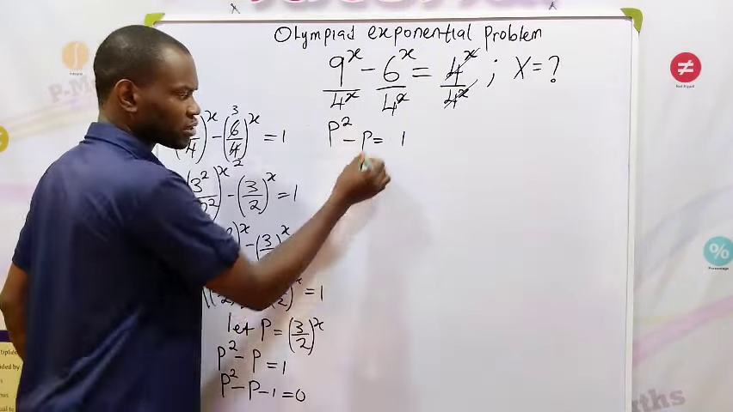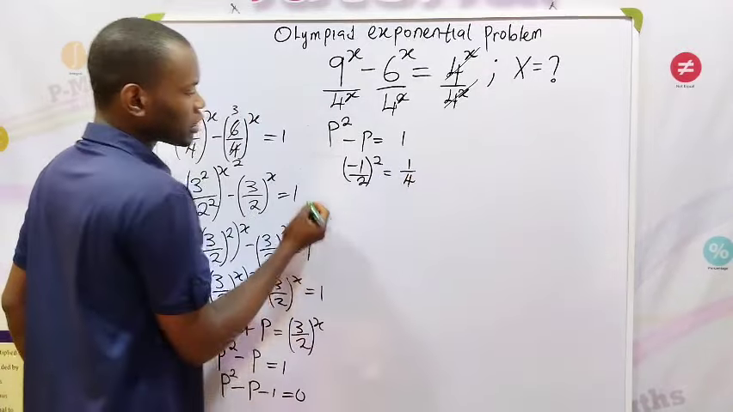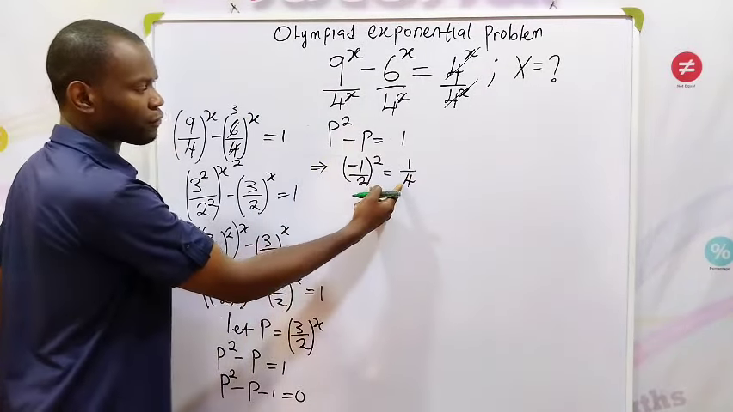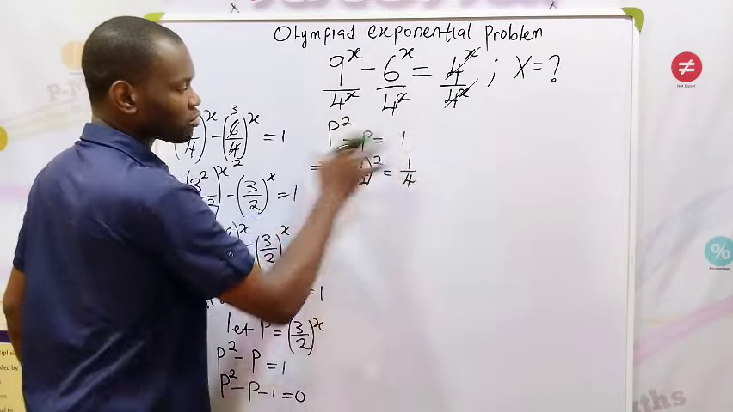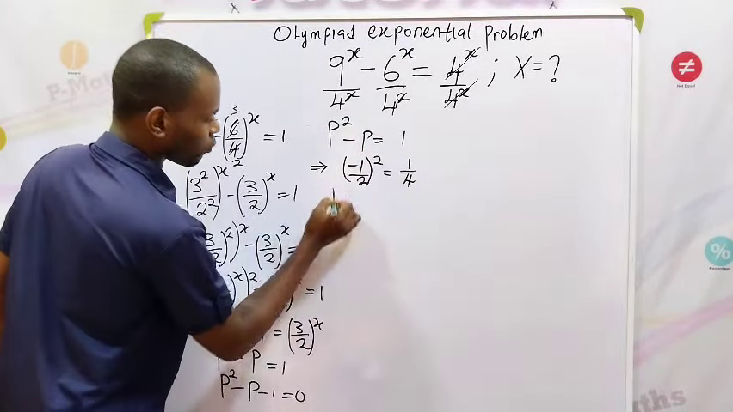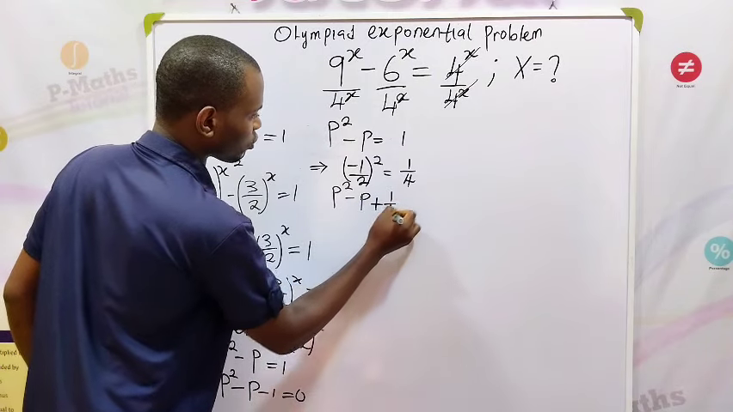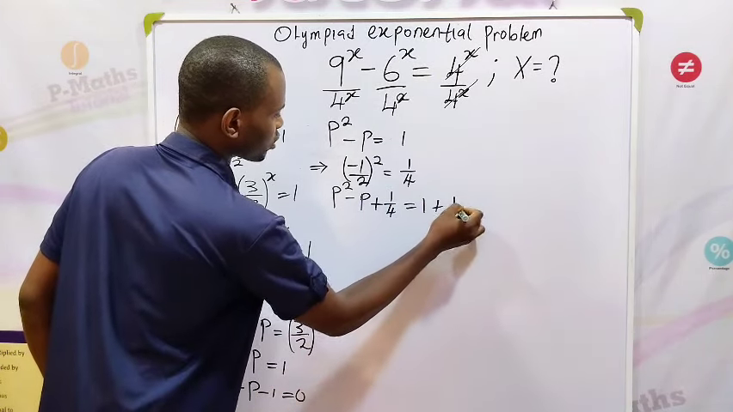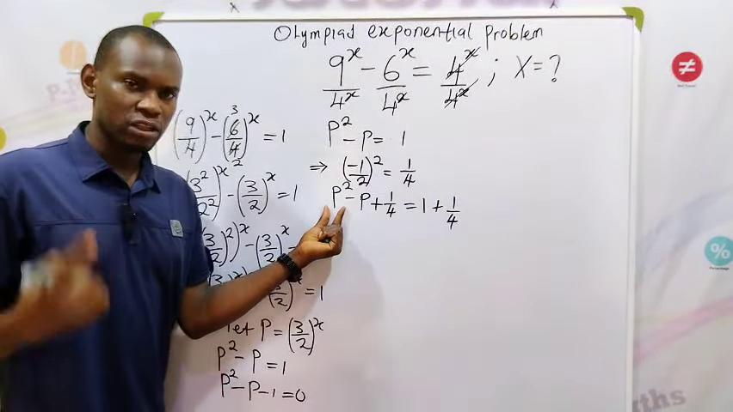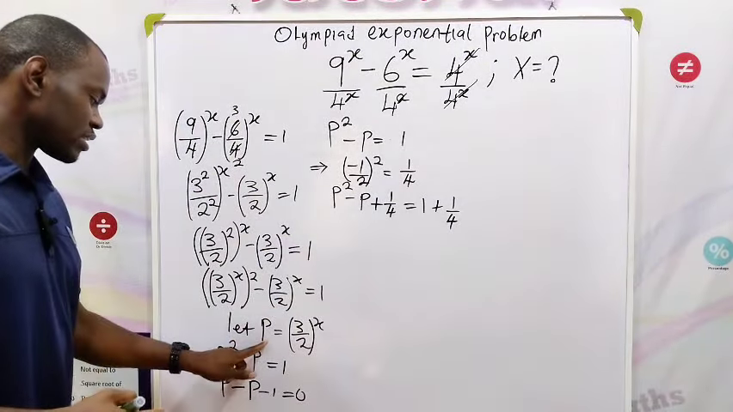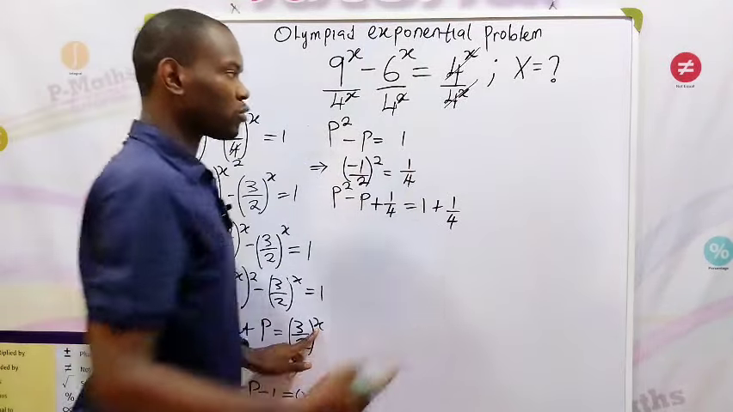Then square it. If I square it, we'll have 1 over 4. Now this is the half squared of the coefficient of p. Now add it to the two sides of the equation. We have p squared minus p plus 1 over 4 equals 1 plus 1 over 4. Remember, we are looking for the value of p. When we have gotten the value of p, we can put it back in this expression and get the value of x, because x is what we are looking for.